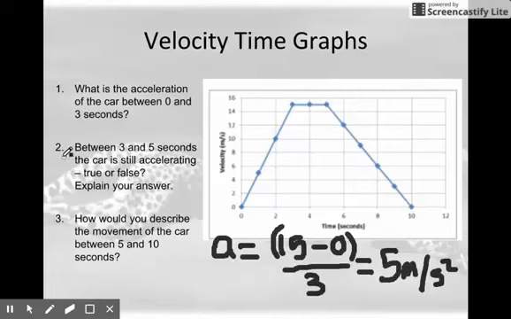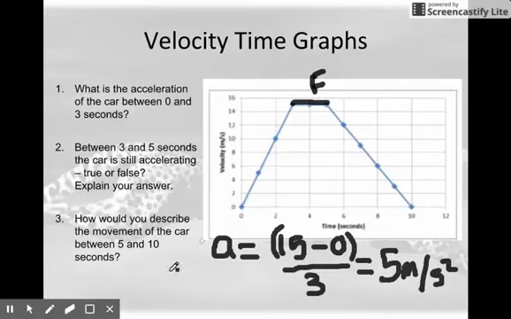Okay. Question 2. Between 3 to 5 seconds, so from here to here, the car is still accelerating, true or false? So remember, accelerating means your speed is changing. So does our speed change from here to here? And the answer would be false. Our speed is not accelerating, and we're not speeding up, we're not slowing down. Our speed stays 15. So there is no acceleration. So flat line means no acceleration.